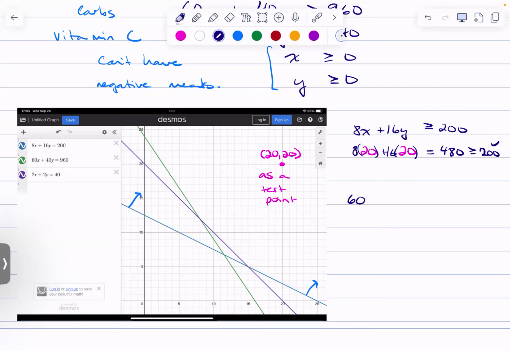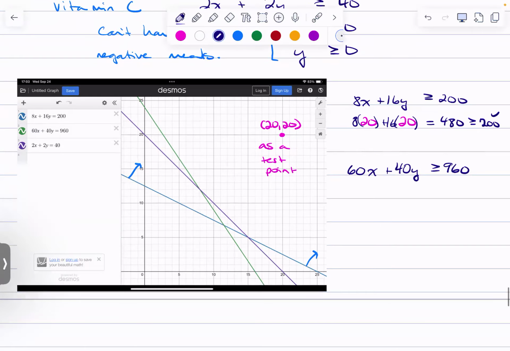So I've got 60x plus 40y, it has to be greater than or equal to 960. Again, at 20, 20.